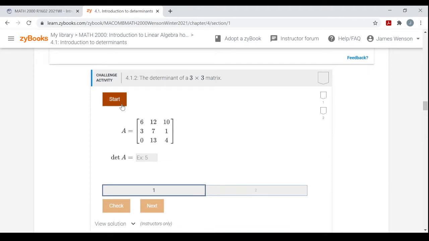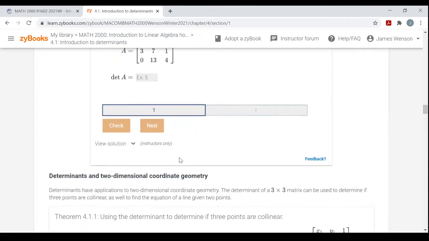So again, you're going to hit start, find the determinant of this 3 by 3 matrix with that procedure where you're copying down the first two columns, doing the 3 diagonals that go down and to the right, adding those up, and subtracting the products of the 3 diagonals going down and to the left. So I'll leave those to you.